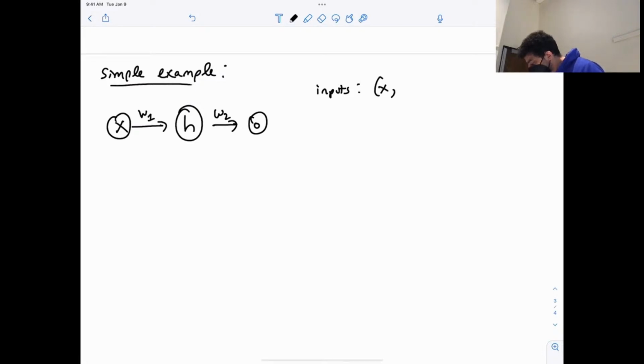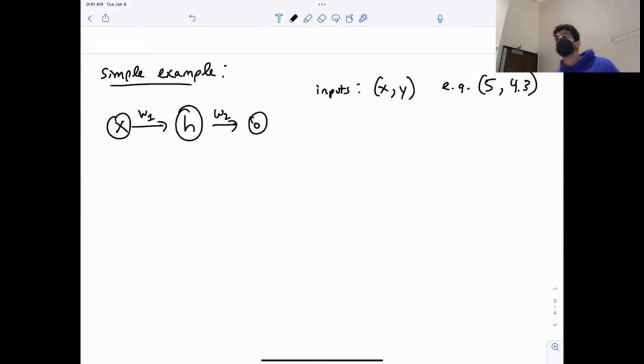So our inputs are x, y pairs. These are our training data set. So x is the model input. y is the target. So this is our training data. We already know what target we want. So for example, this could be something like 5 and 4.3 as our intended output. So we want to train our model such that if we give it 5, our output o is going to be 4.3. Of course, this is a completely useless network, but this algorithm forms the building block of many more complicated and useful networks.